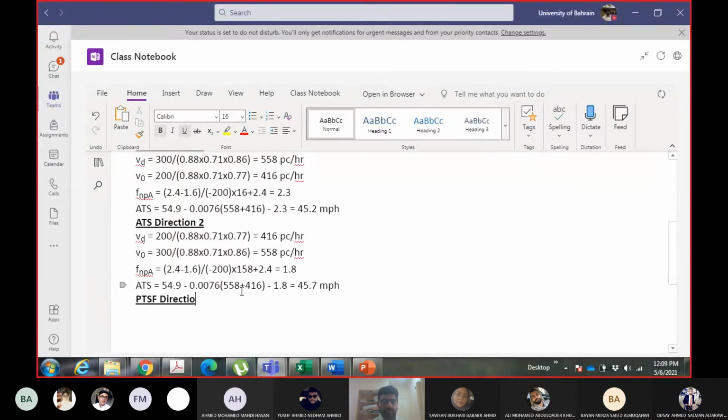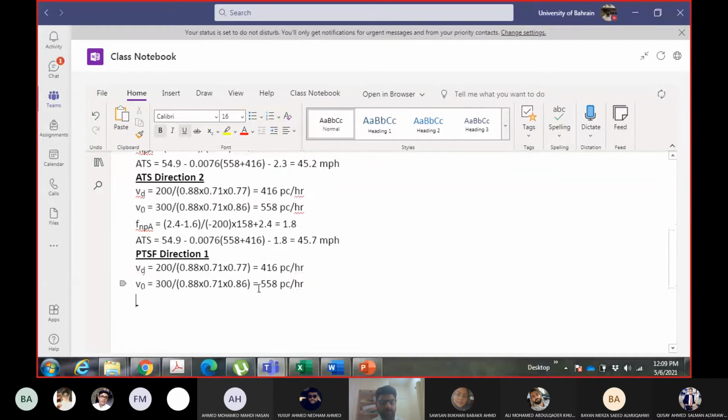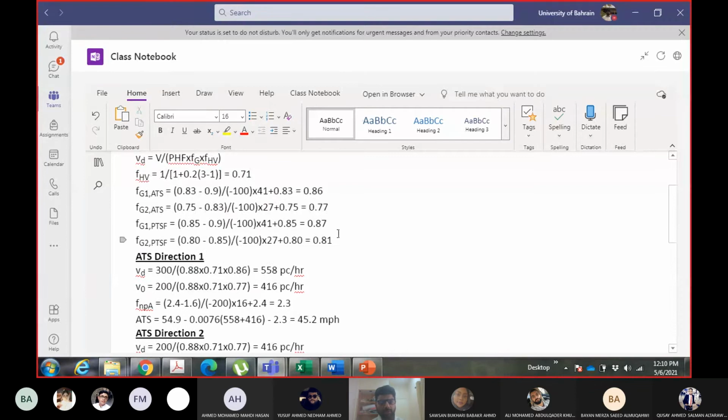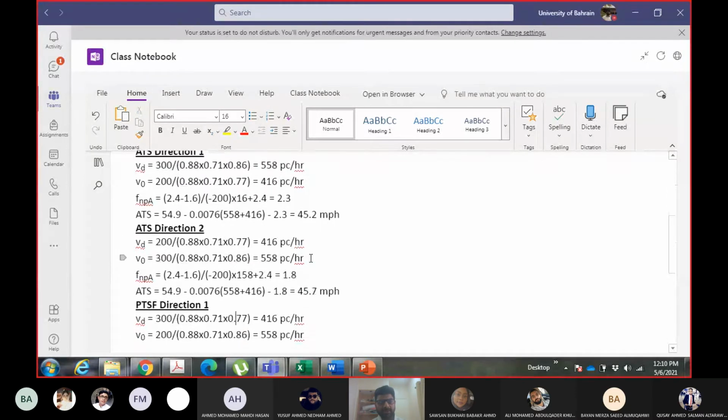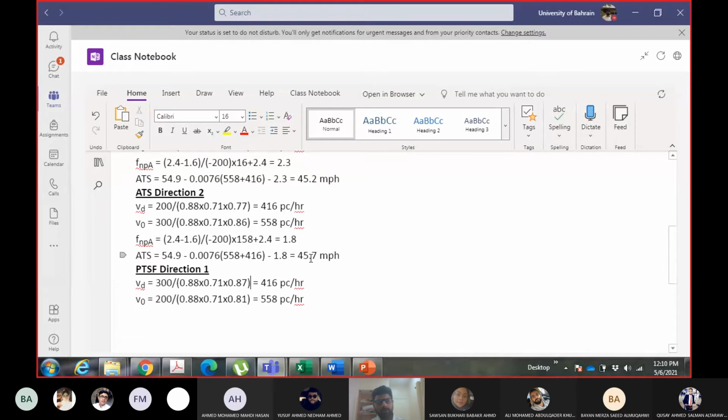direction 1. Okay. Again, I need to calculate VT and V naught. For direction 1, volume is 300. The opposing is 200. Okay. Now FG will change. For direction for PTSF, we have new values 0.87 and 0.81. So 0.87, 0.81. Give me these values.